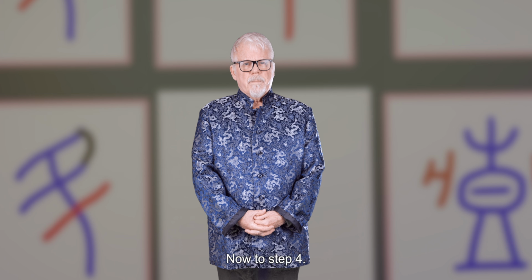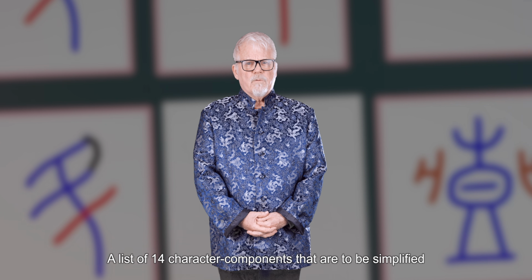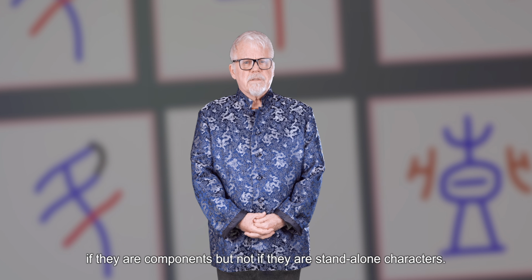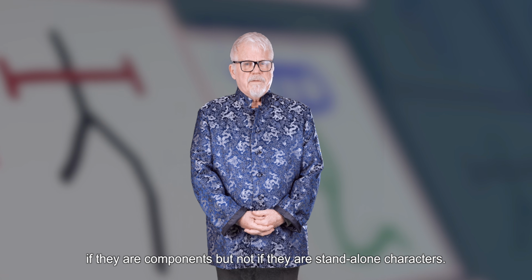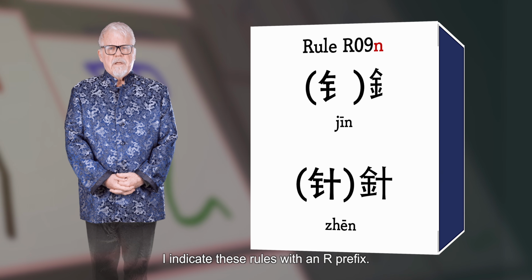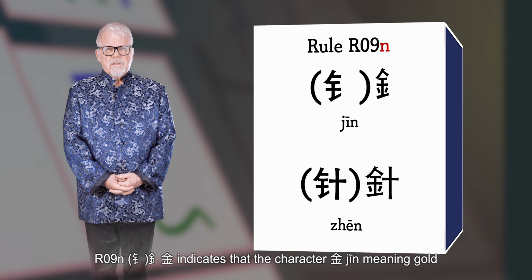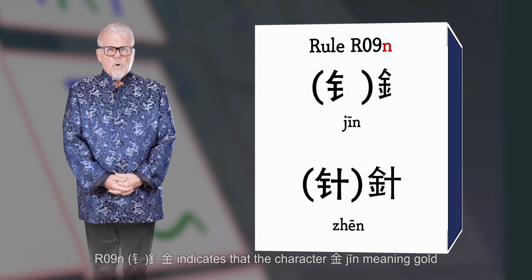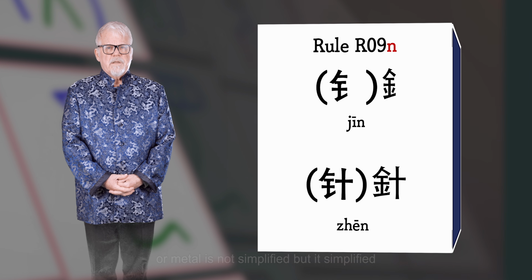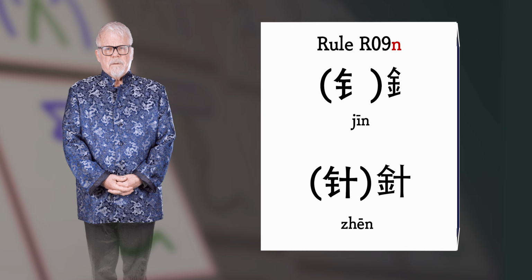Now to step 4. Table 4 was 14 simplified radicals, a list of 14 character components that are to be simplified if they are components, but not simplified if they are standalone characters. I indicate these rules with an R prefix. R09N, 金, indicates that the character Jin, meaning gold or metal, is not simplified, but it is simplified in the character Zhen, which means needle. You can find this list on Wikipedia.